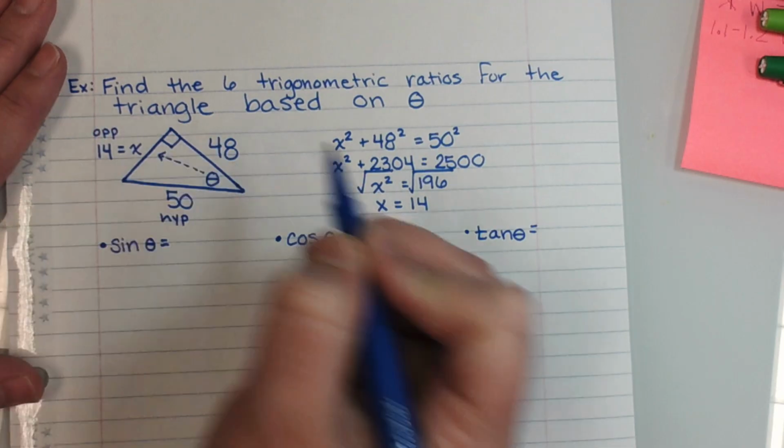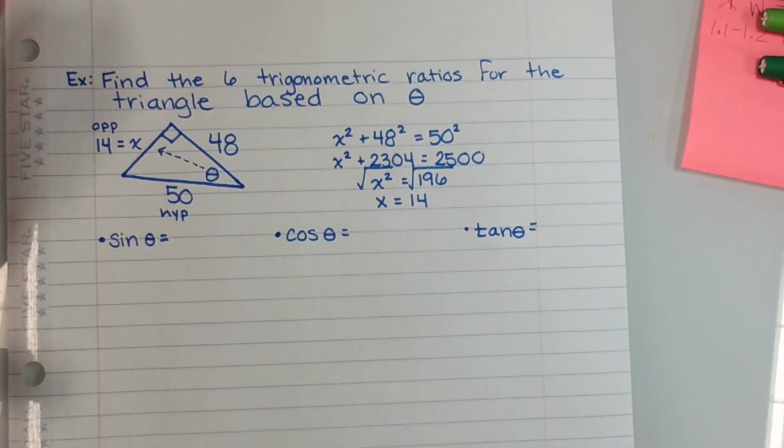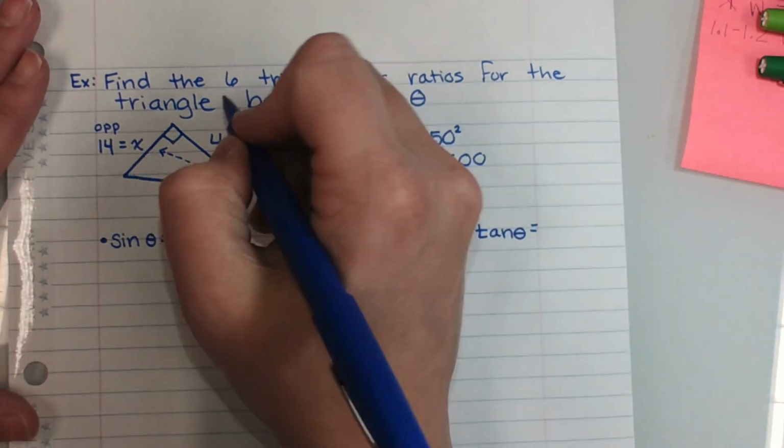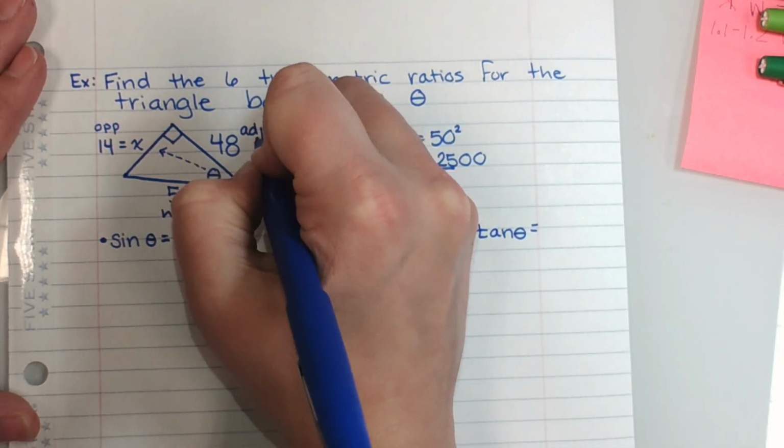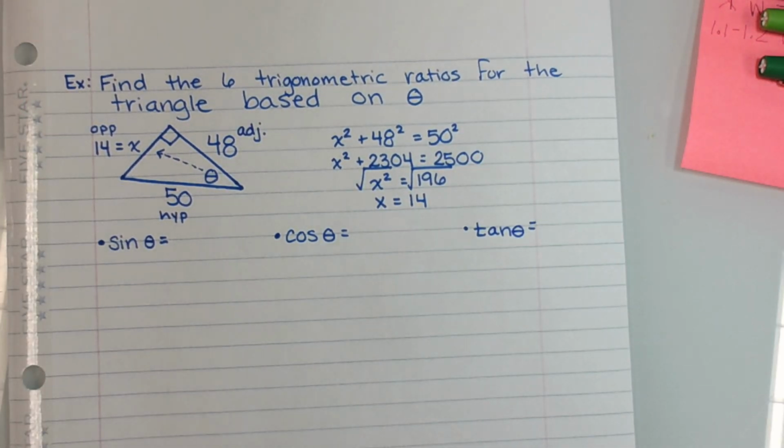The 14 is the opposite. It's the leg that is across from the angle. The leg that is next to the angle is the adjacent. Adjacent literally means next to. Okay, SOHCAHTOA. How do you spell the beginning of it? S-O-H. Sine is equal to opposite divided by hypotenuse.